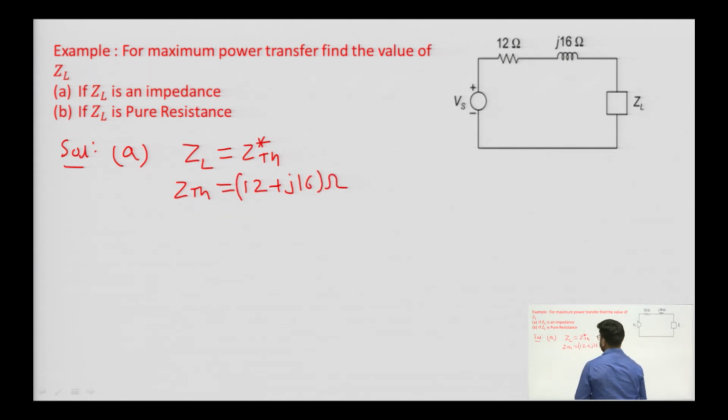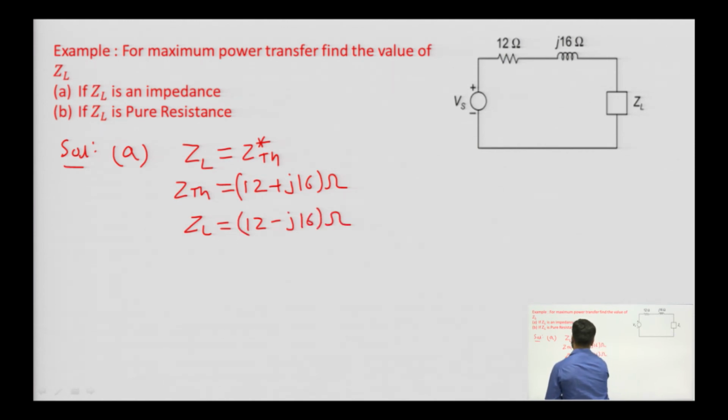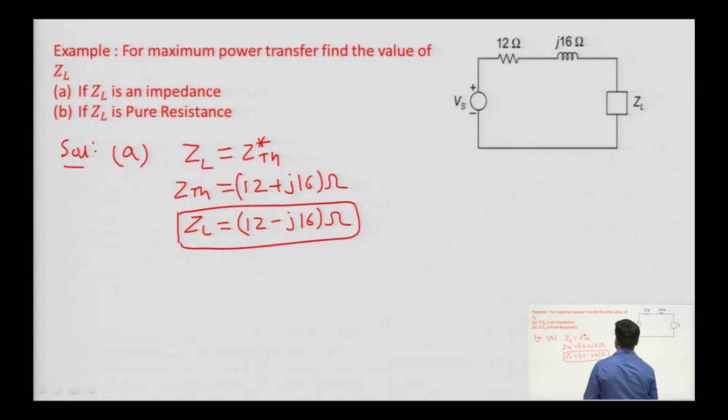Now, for maximum power, ZL must be equal to ZTH conjugate, or ZL must be equal to 12 minus j16 ohm. So, this must be the value of ZL in case ZL is an impedance. Now, the second case, question B, where we are given that ZL is a pure resistance.